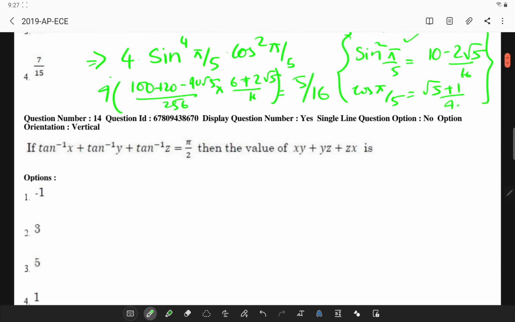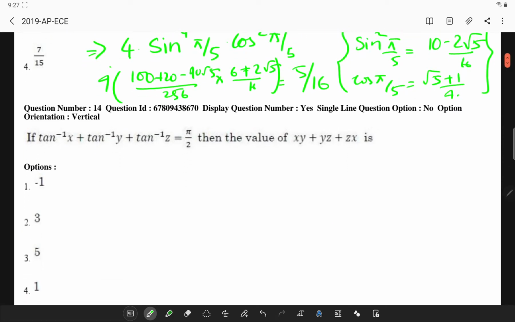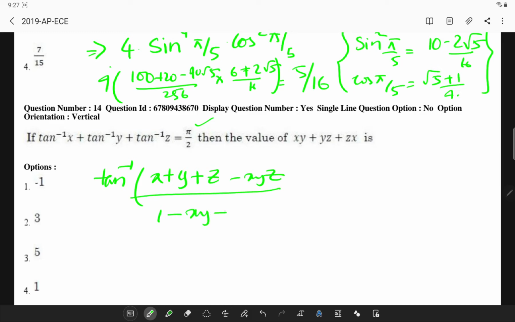The next question is tan inverse x plus tan inverse y plus tan inverse z is 90. So I have to remember the tan inverse x plus y plus z form. If tan inverse x plus tan inverse y plus tan inverse z is equal to pi by 2, I can write tan inverse of x plus y plus z minus xyz divided by 1 minus xy plus yz plus zx is equal to pi by 2.